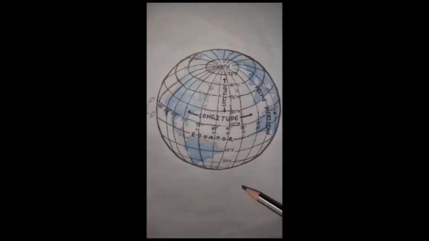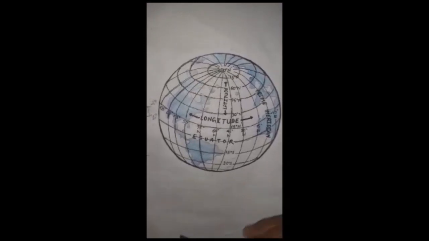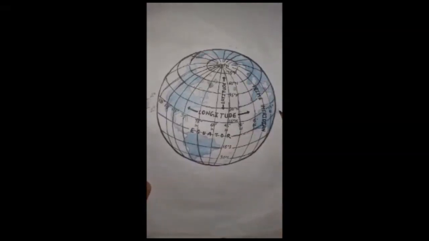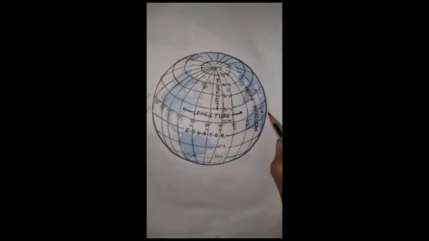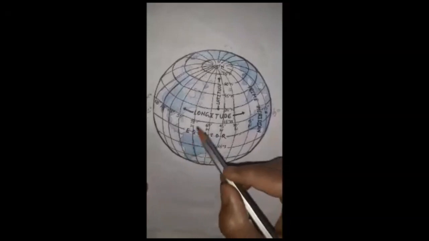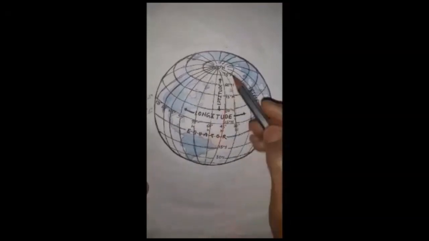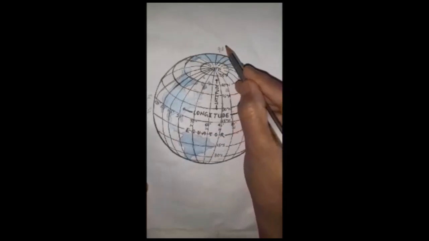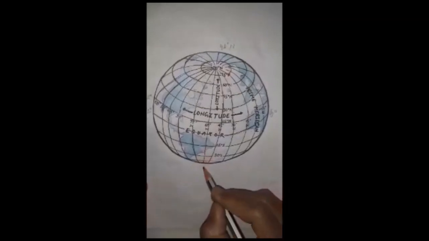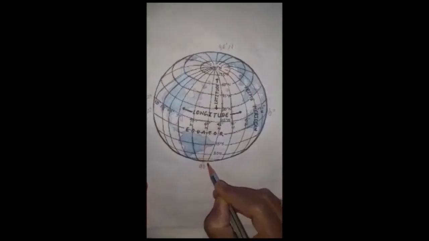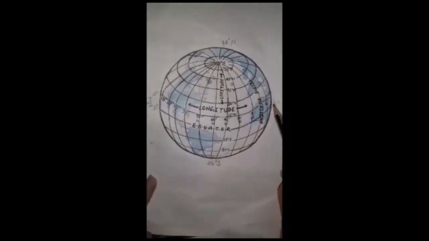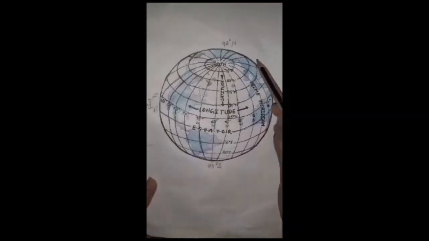Students, now we will see how the parallels are numbered. The numbering of parallels starts with the equator. It is marked as 0 degree latitude. The North Pole is written as 90 degrees north, and the South Pole is written as 90 degrees south. The other parallels are marked from 0 degrees to 90 degrees.